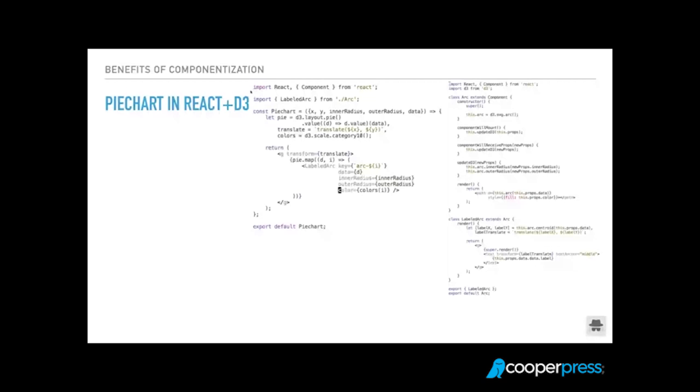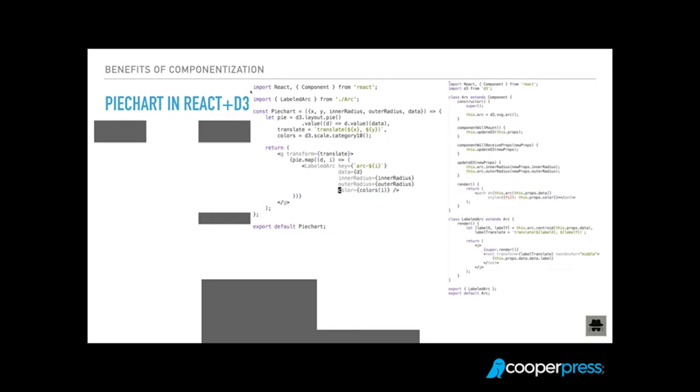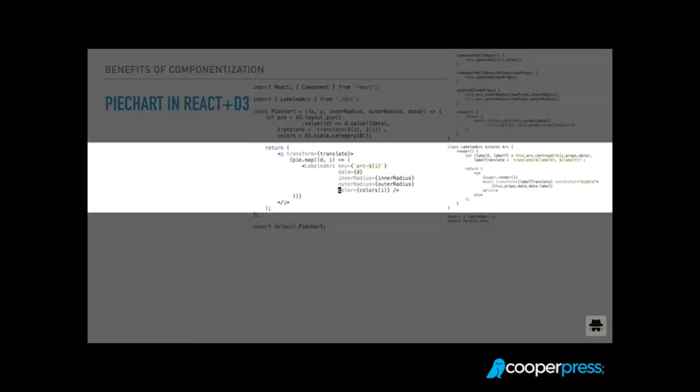I don't really want to go into details of what's going on here, and I hope you're not trying too hard to read this code. But the idea is that you can immediately see that a pie chart is a list of labeled arcs. A labeled arc is just an arc with some text. Let me highlight it. A pie chart is a list of labeled arcs, and on the right you see that a labeled arc extends an arc, and then it uses super.render to render an arc and add some text to add the label.